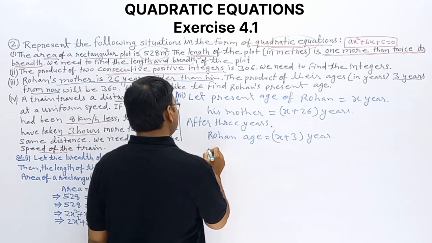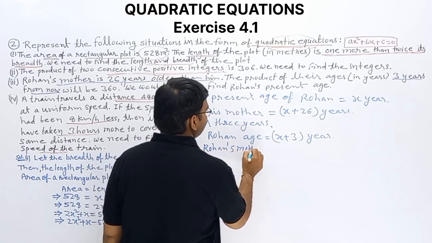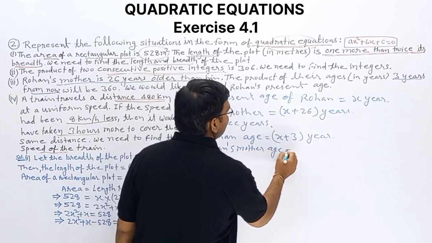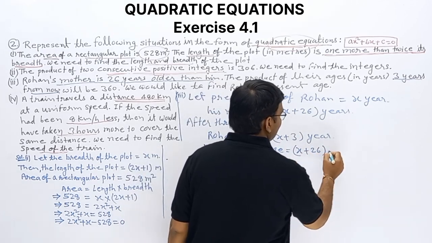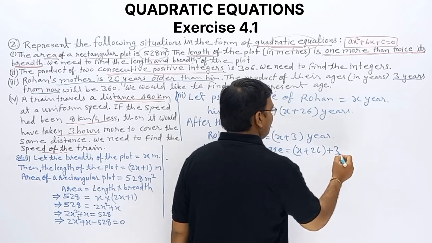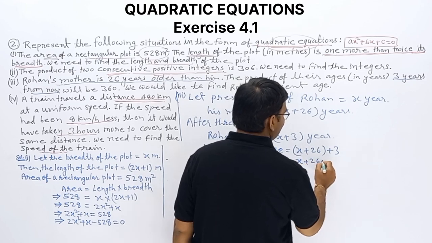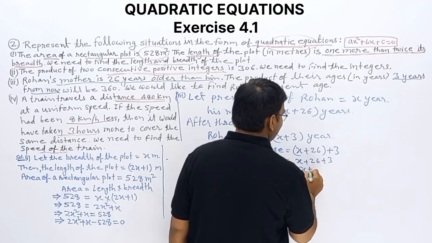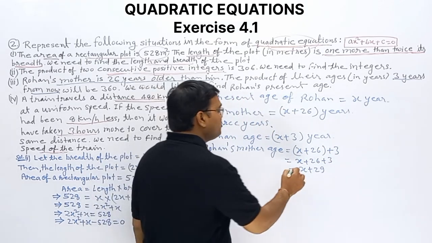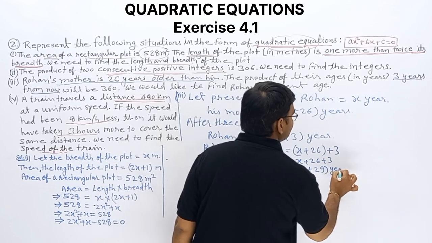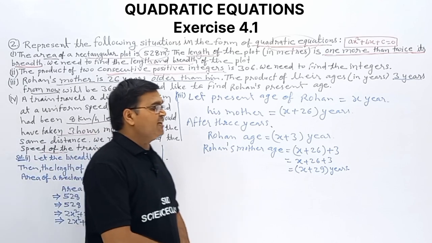Now Rohan's mother's age will be what? This one, x plus 26. We will add 3. What are we getting? x plus 26 plus 3, x plus 29. 26 plus 3 is what? 29. x plus 29 years old. Clear?